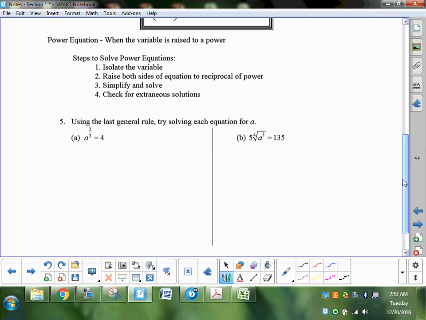Our first step is to go through and make sure whatever is being raised to the power is isolated. And in this case, in A, it currently is. So my next step is going to be to raise both sides to the reciprocal power. Jason, what's the current power that is affixed to our variable that we are trying to eliminate? What's the reciprocal of 2/3? Yeah, 3/2. So let's go through and raise both sides to the 3/2 power.